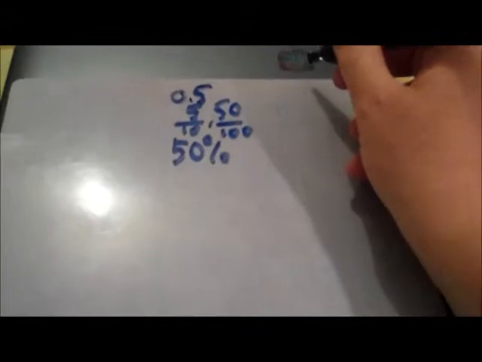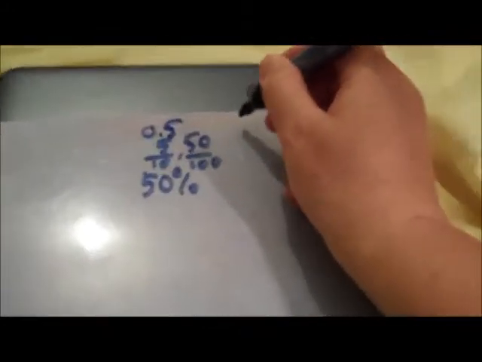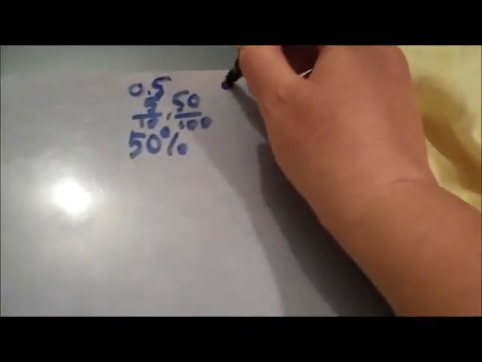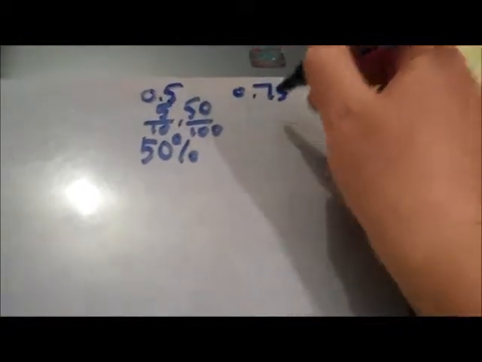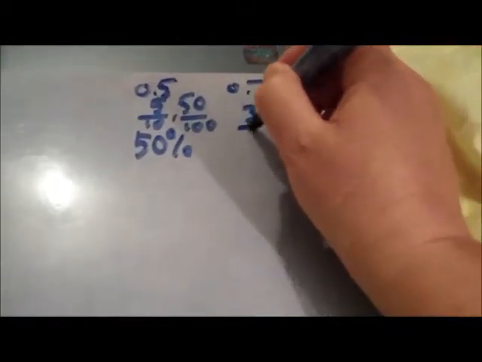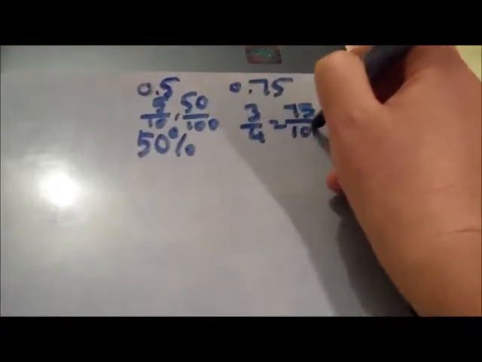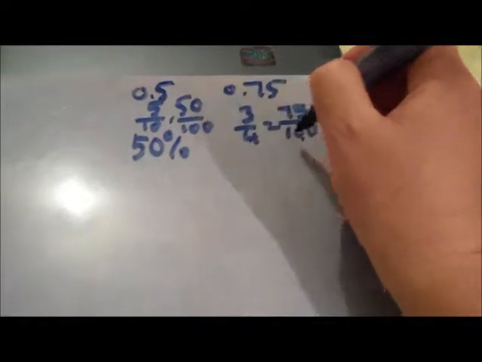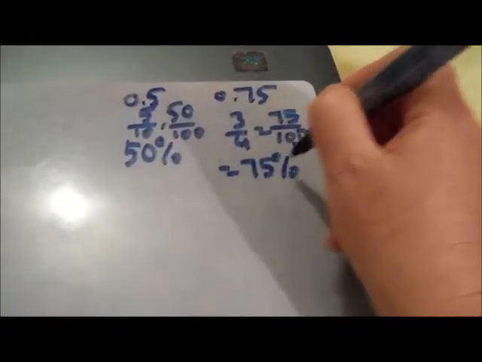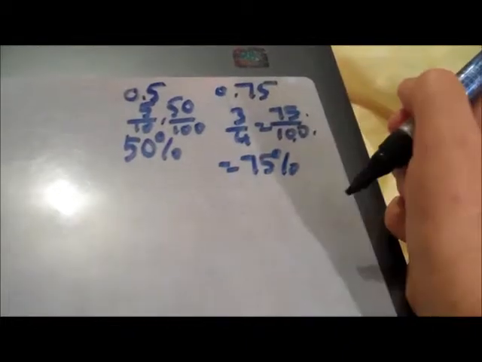Something else you might know, 0.75 is 3/4, but 3/4 is the same as 75 out of 100. So 3 times 25, 4 times 25. So that is 75%, 75 out of every 100.